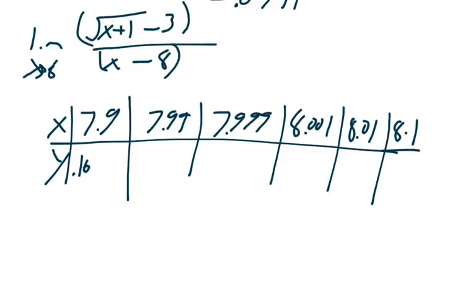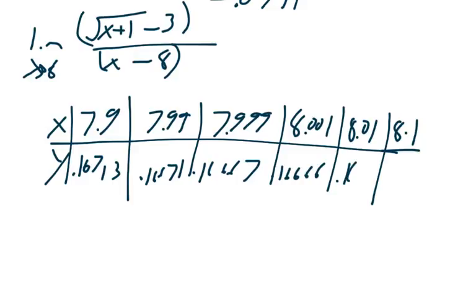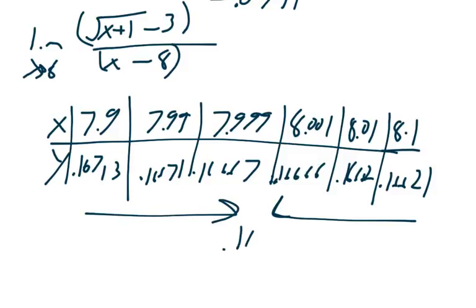So the first one was 0.16713, 0.16671, 0.16667, 0.16666, 0.16662, and 0.16621. As we get closer to the middle, there should be a decimal point in front of all these. It looks like it's getting close to 0.166 repeating, and so that would be my answer for this problem.